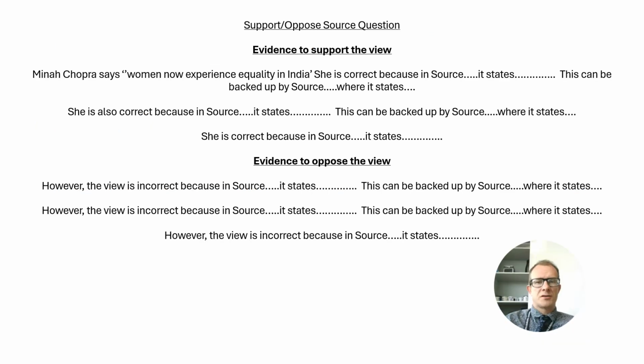Hiya, so I know some of you asked for a template or a structure, so here's one again, how to do this question. Remember, use headings: evidence to support the view, evidence to oppose the view. And you must always begin every section with the view is correct or the view is incorrect. If you don't do that, then you'll find it very hard to get a high mark for this question. So please make sure that you do that.